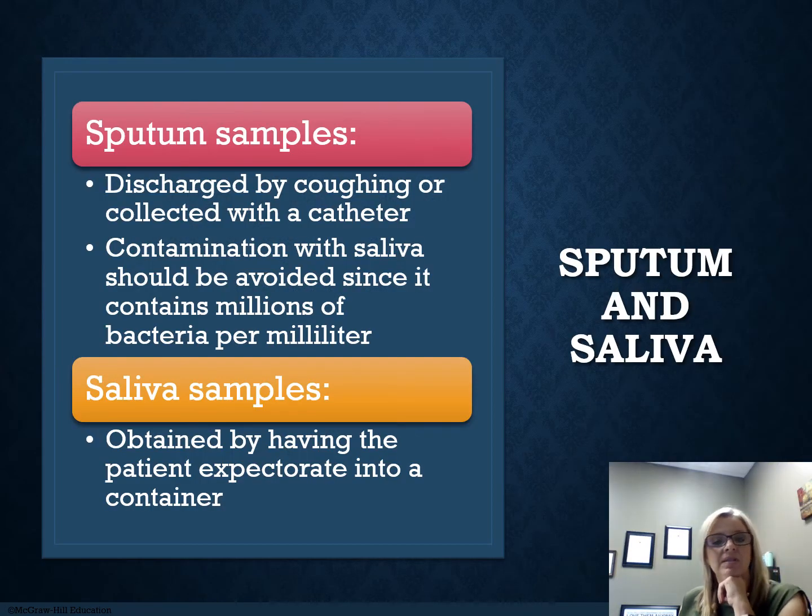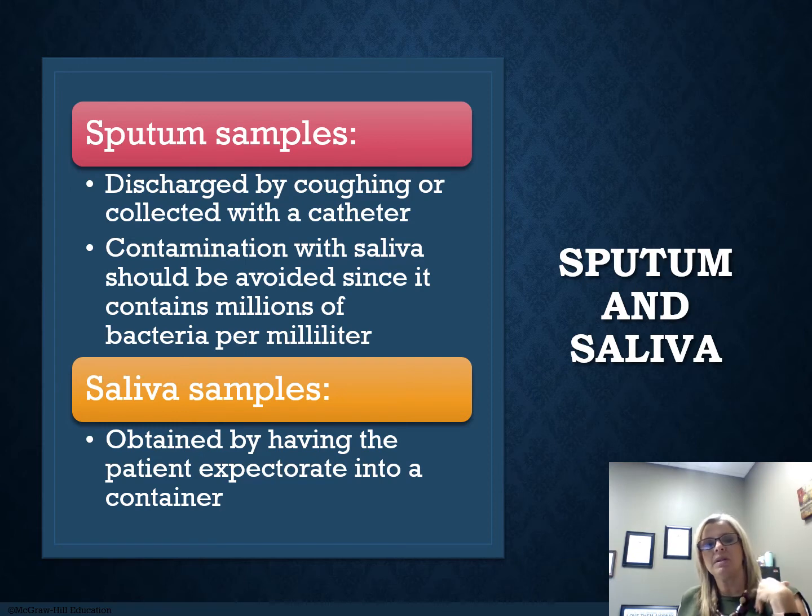So saliva, skin, and spinal fluid are all appropriate specimens to use for bacterial cultures. In all sites that have those normal microbiota, you need to be careful to only get the infected site and not that surrounding area. Saliva has millions of bacteria per milliliter that are normal microbiota.